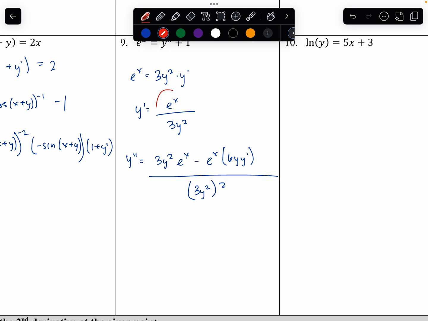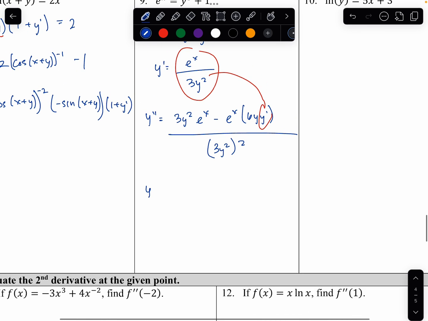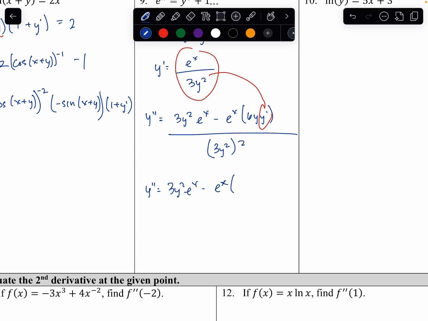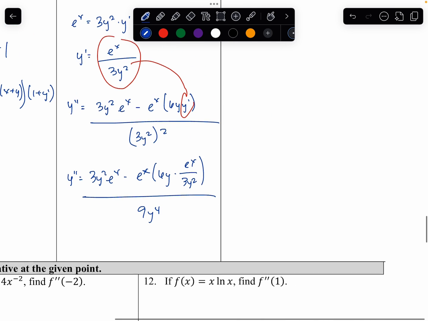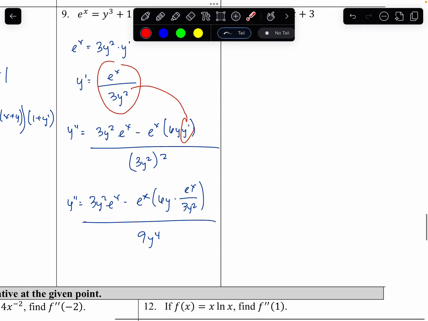So this is going to go for y prime. Then y double prime is going to be equal to 3y squared e to the x minus e to the x times 6y times e to the x over 3y squared, all over 9y to the 4th. I don't even know why I did that, because I don't want to. Okay, but that's what it would look like whenever you replace y prime.